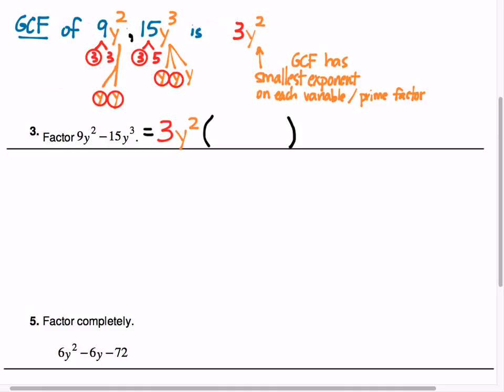Okay. Yeah, right. So now we have to actually accomplish this factorization. So the question now is, how do I undo the distributive property? In the sense that if I were to re-multiply this expression back out, how could I ensure that what I get is my original expression, 9y squared minus 15y cubed? How do we figure out how to fill in these empty parentheses?